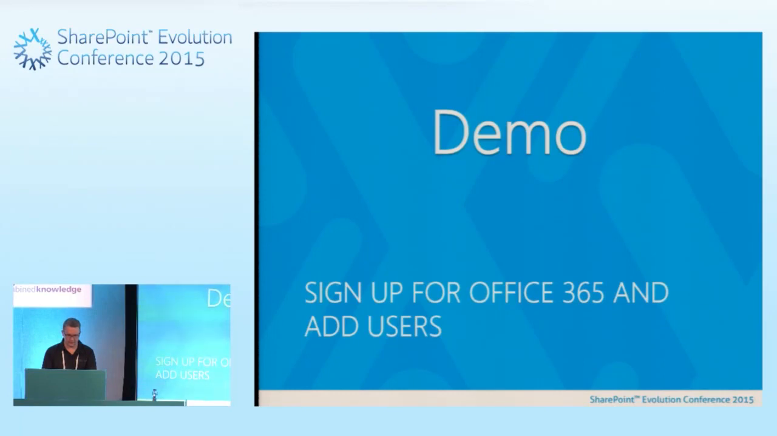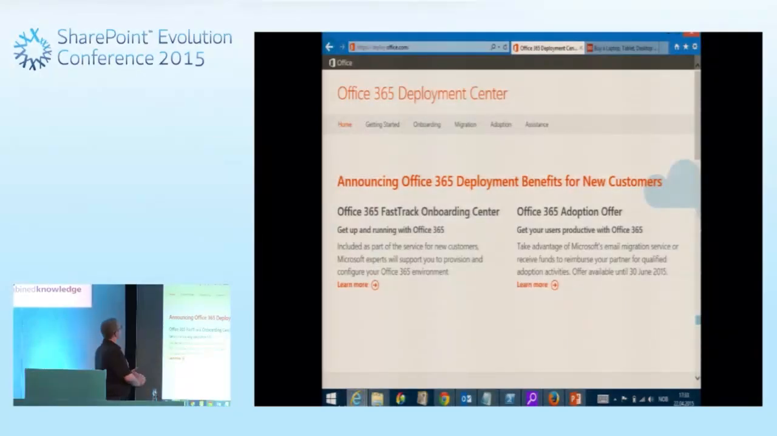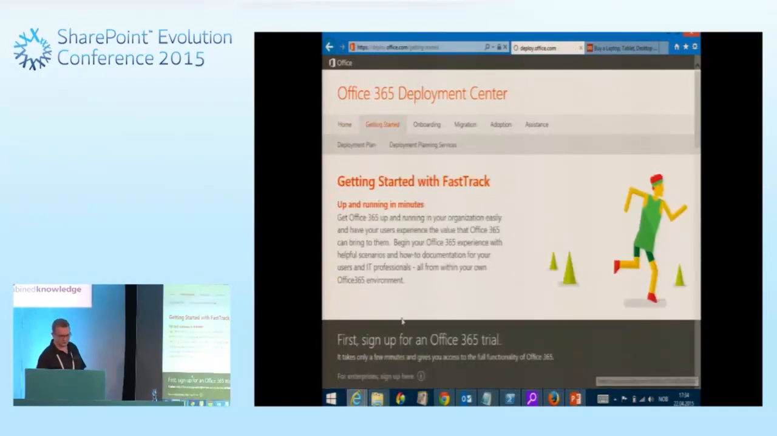So the address, of course, is www.office365.com, which is one option, or usually I like to go to deployoffice365.com. Okay, so we have the page deployoffice365.com. That's part of the FastTrack that Microsoft has to help people onboard Office 365. Here you have some options: the onboarding center and the adoption offer. Usually you can just go to Getting Started over here to put up a trial account.